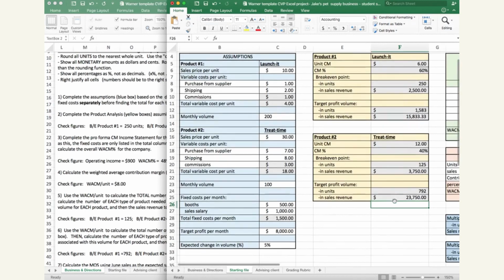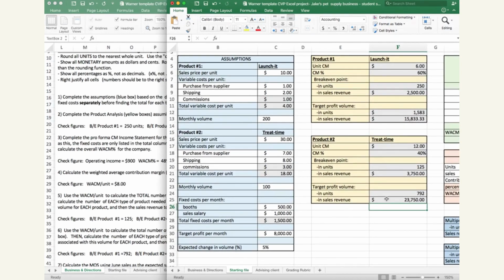I want to note, even though the treat item has a higher value and a higher contribution margin, you still need to sell a heck of a lot more of them, dollar-wise, in order to break even. But you're selling a lot less in terms of units. So it partially is going to depend on how hard it is to sell this stuff. Anyways, we will go on to the next bit in just a sec.